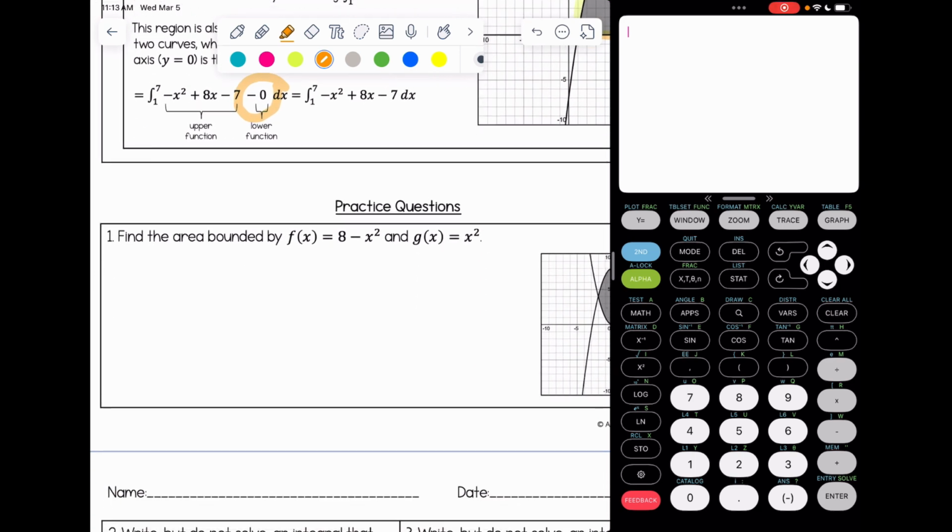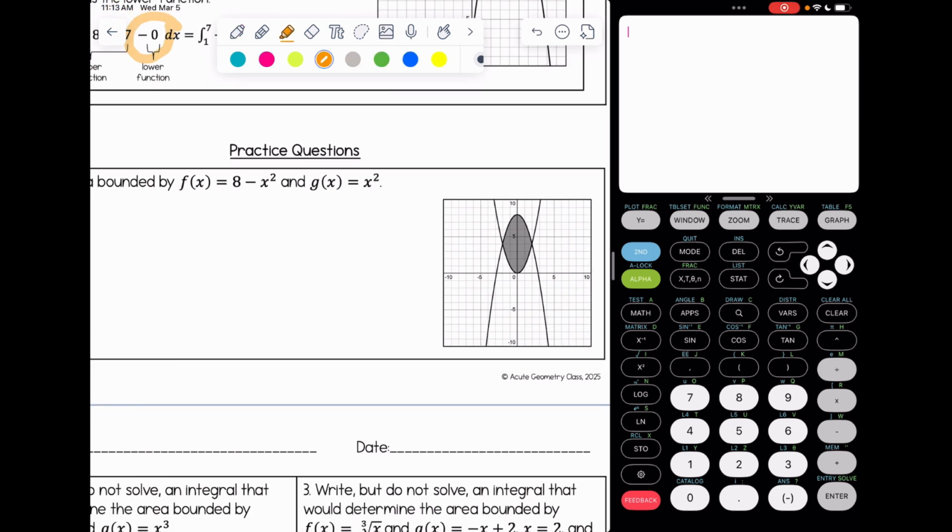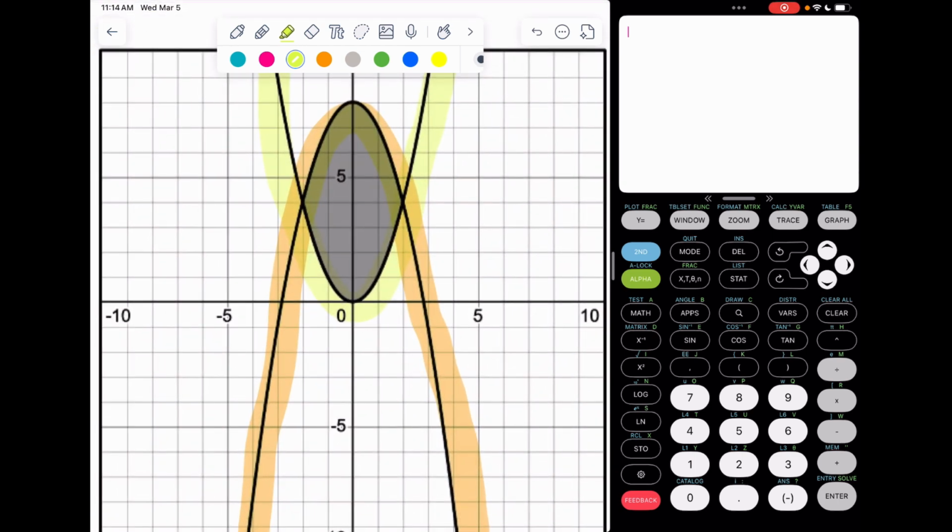For number 1, we're finding the area bounded by f of x equals 8 minus x squared, and g of x equals x squared. Looking at the graph, let's identify which function is which. f of x is 8 minus x squared, that's our upside down parabola. And g of x being x squared, that's our upward facing parabola. If I zoom in, we can see our points of intersection occur at -2 and +2.